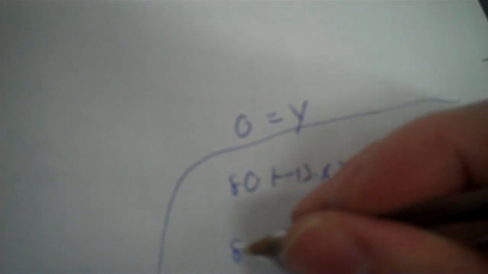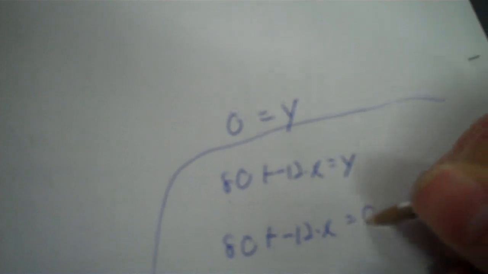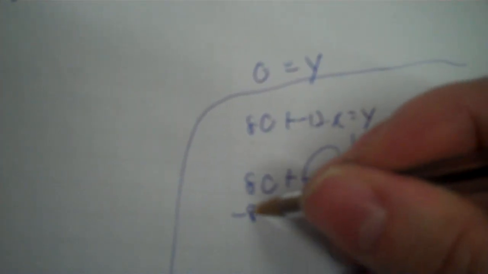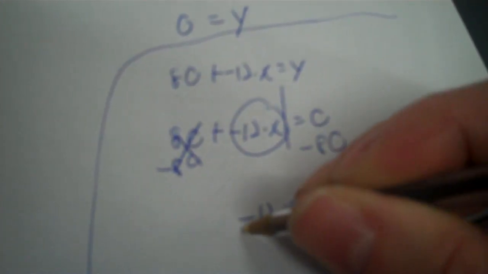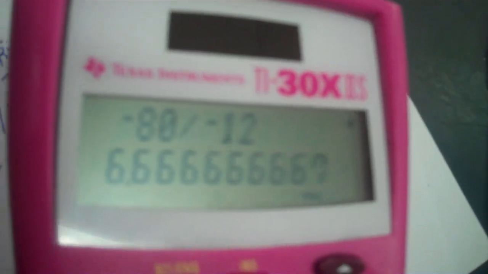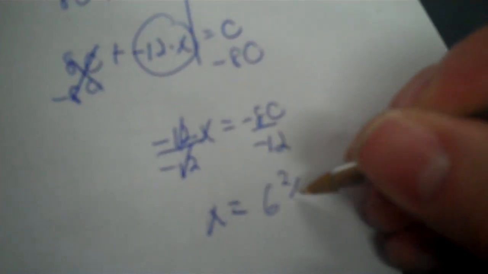But you have your equation, okay? So 80 plus negative 12 times X equals Y. Y equals 0. That 0 right there goes in place of the Y. So put 0 in for Y, and then you get X by itself. You need to subtract 80 from 0, which is negative 80, and divide both sides by negative 12. Negative 80 divided by negative 12. I don't like that answer. Hit second PRB, and it'd be 6 2/3. So it takes 6 2/3 of a day.